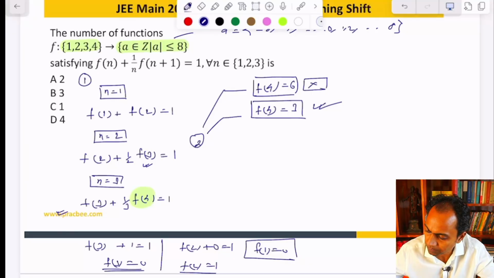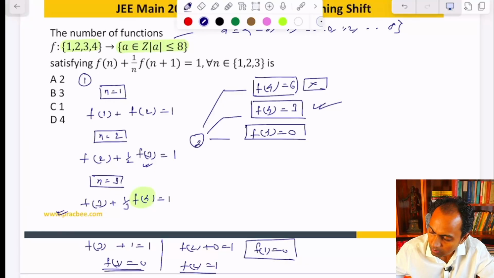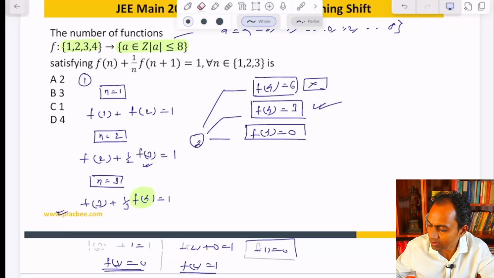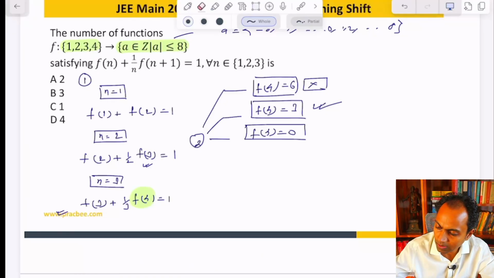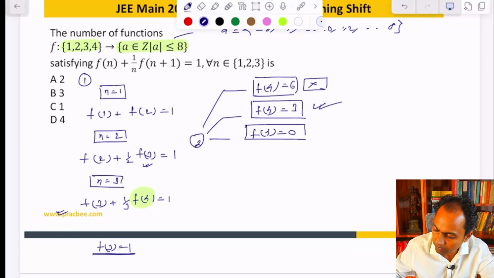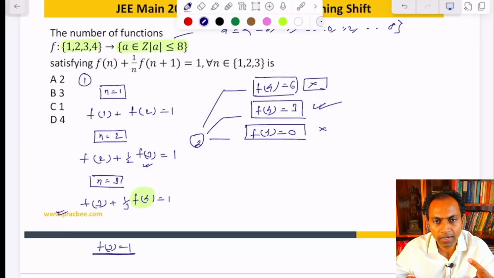This is okay. Second scenario done. Now the third scenario would be if I take the value of f of 4 as 0. If I consider f of 4 as 0, let us work out the values for all of these. If I put it in the last equation, f of 3 becomes 1. If f of 3 is 1, f of 2 will become non-integer, so this value is not possible. So now you can see a pattern here that all the values of f of 4 which are even won't be possible.